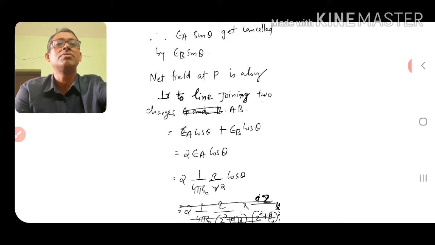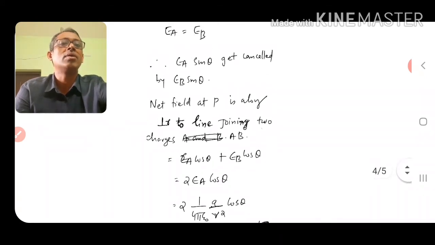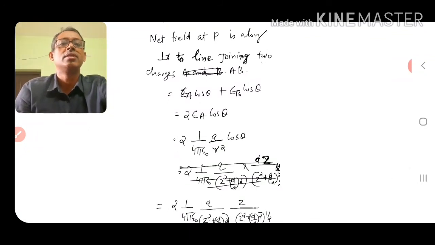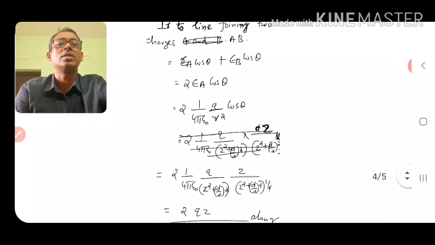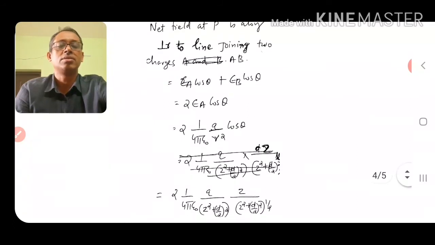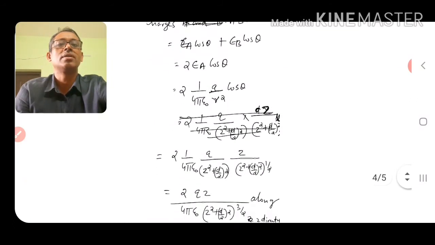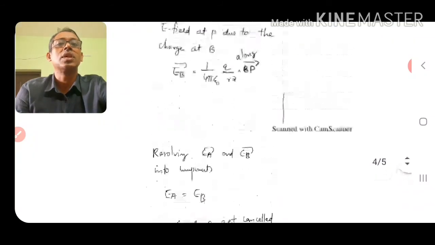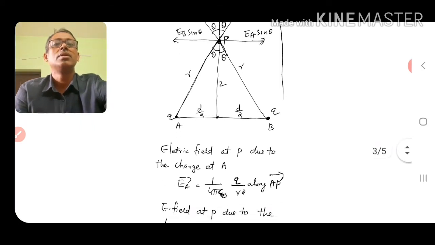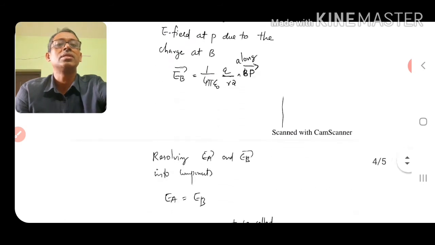So the net field at P is along the perpendicular to the line joining the two charges, that is EA cos theta plus EB cos theta. EA and EB are equal in magnitude, so it is 2 EA cos theta. EA is 1 by 4 pi epsilon 0 q by r square, times cos theta, and from the triangle we know cos theta is z over r.